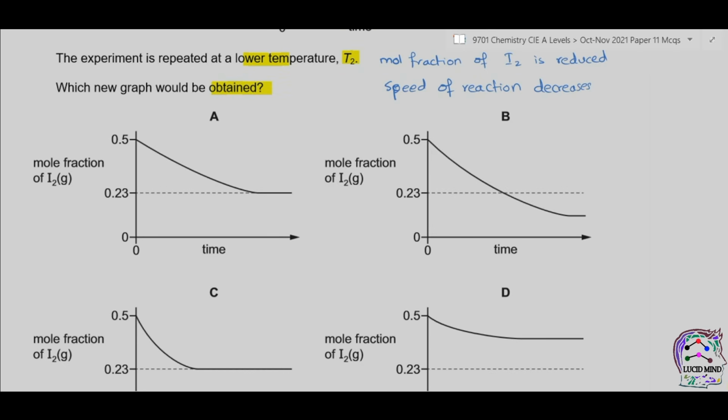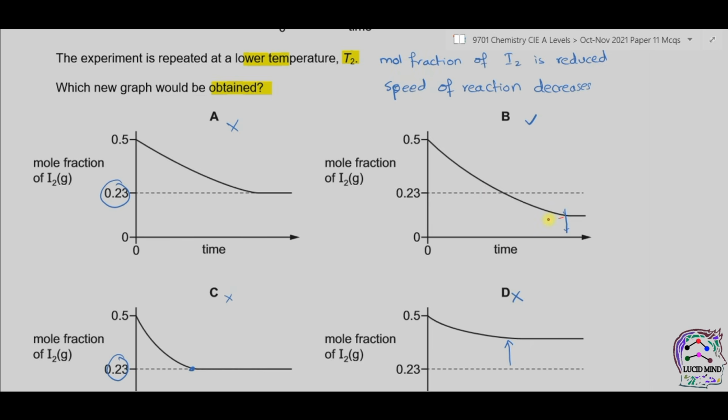Let's look into the options. We can see in part A, same mole fraction is given or same amount is present. In part B, we can see that the amount has reduced and time has also increased. So A is incorrect, B could be correct option. In part C, again we can see that the mole fraction is same or amount is same, which is incorrect. And in part D, amount has actually increased, which is not true for forward reaction, this is true for backward reaction. So according to our observations, mole fraction of iodine should be reduced.